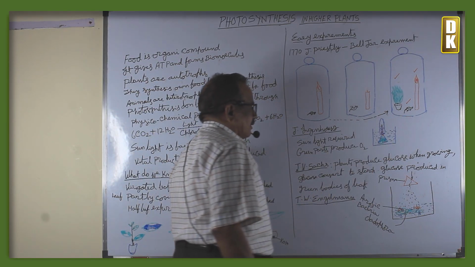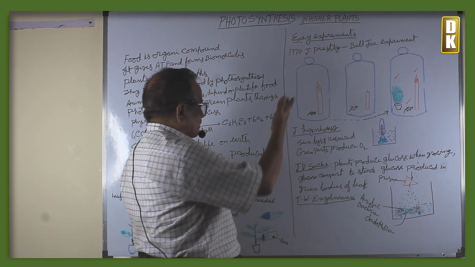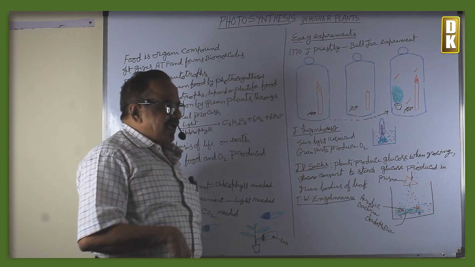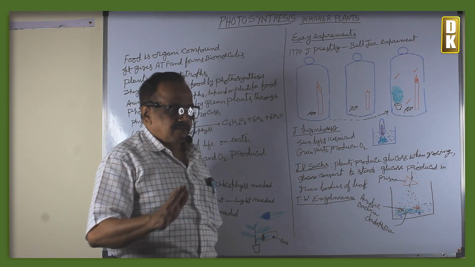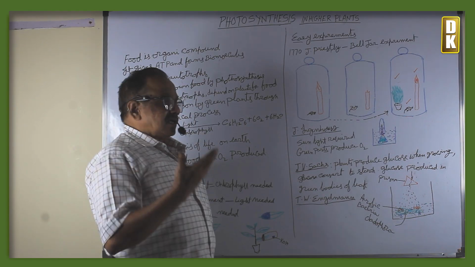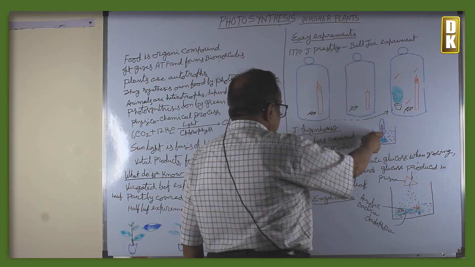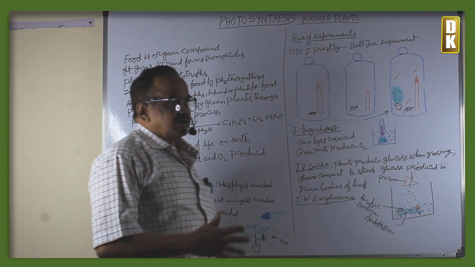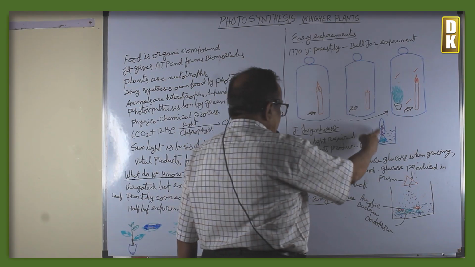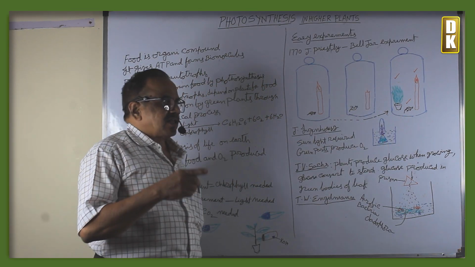Later on, Ingenhousz also conducted a series of experiments, one like this, then another like this, and finally one more thing. By that time, 1774 had come. Priestley had discovered oxygen, and Ingenhousz observed and tested the bubbles produced and found that the oxygen is coming from the plants in the presence of sunlight.